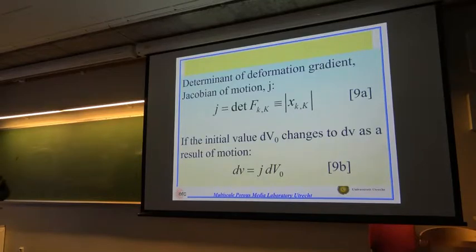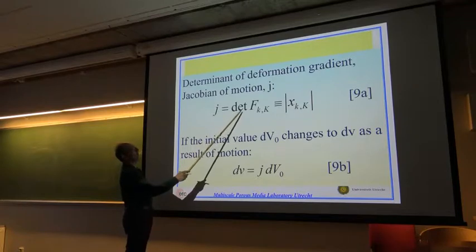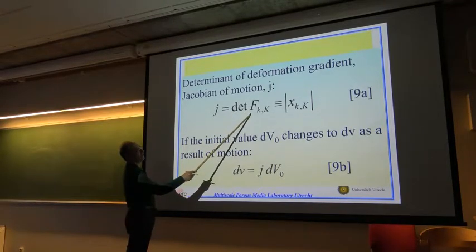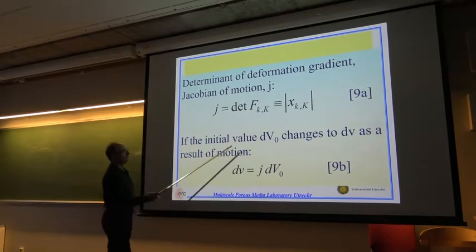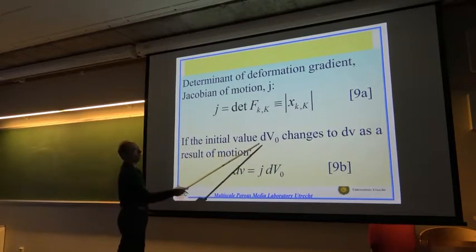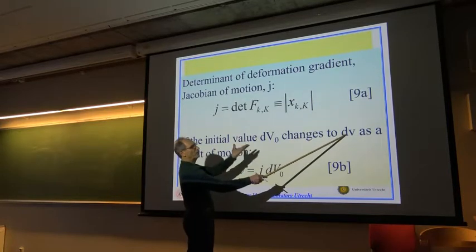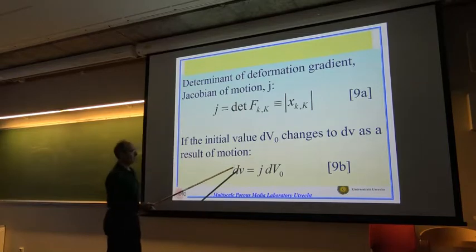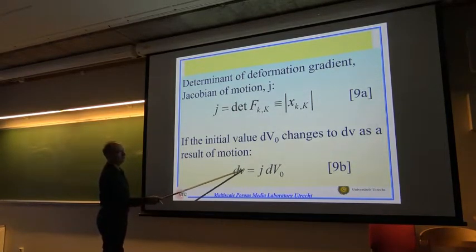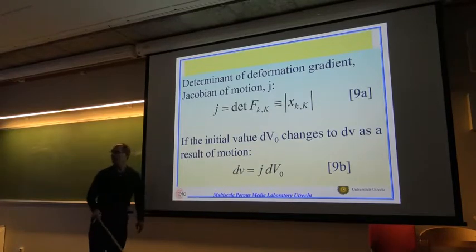An important element of these deformations is the Jacobian of the displacement gradient. It is the determinant of the displacement gradient. And if the initial volume dV0 changes at a later time to a new volume dV, then we can show that the new volume is this Jacobian times the initial volume. This can be proved.